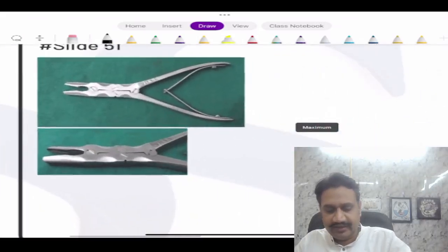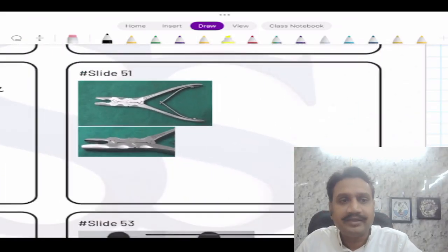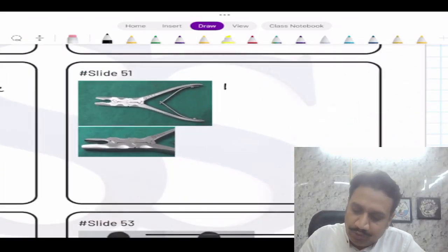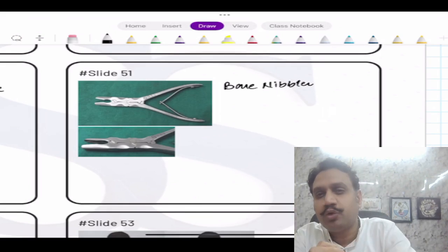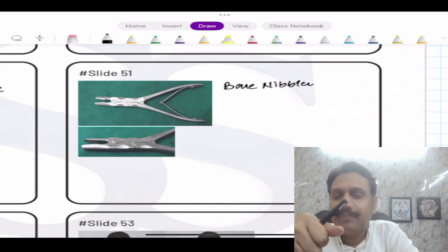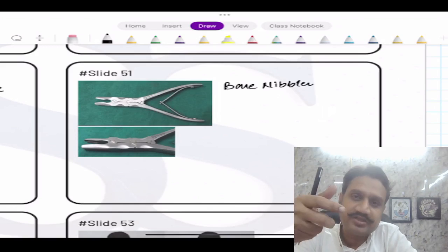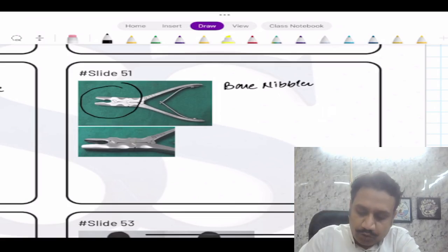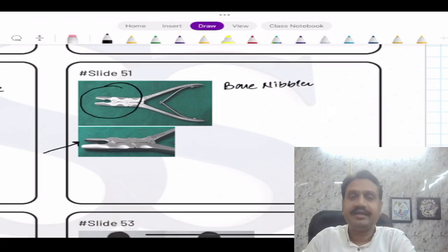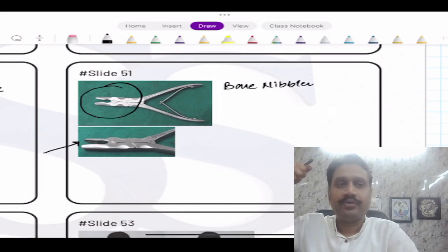This one that you see next, like a crocodile mouth, is going to be a bone nibbler. If you have to take out some extra pieces of the bone, some sharp projection of the bone, you can hold those projections, cut them, and take them out. Like the crocodile, its mouth has some vacant area which can hold on to the bone and bring it out, right?